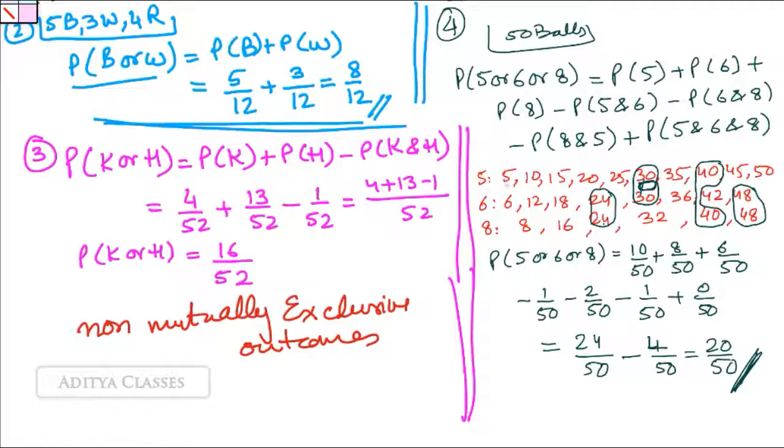You can count if you wish: 1, 2, 3, 4, 5. Then 6, 7, 8, 9, 10, 11, 12, 13, 14. Already counted 15, 16, 17, 18, 19, already counted 20. This is our final answer.